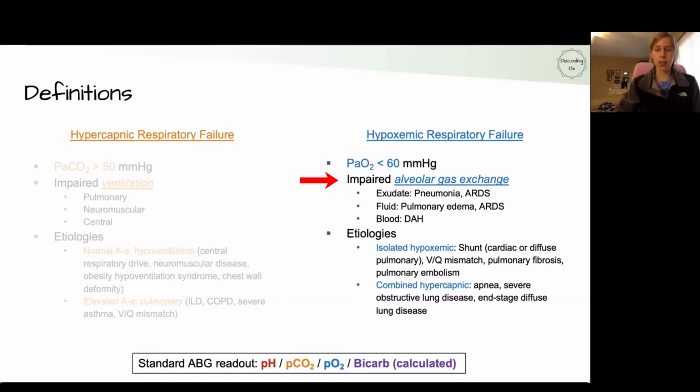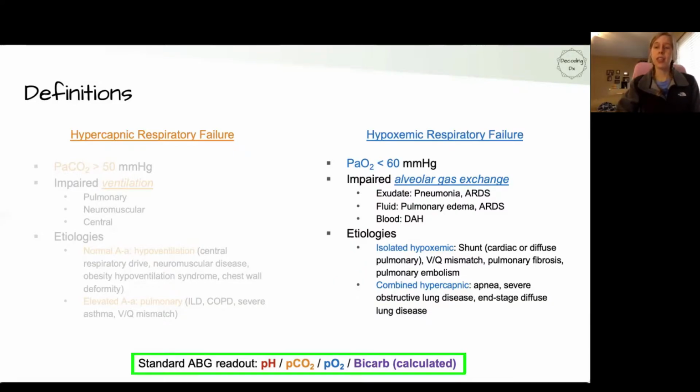There are many different etiologies to this, including pneumonia, ARDS, or diffuse alveolar hemorrhage. Isolated hypoxemic respiratory failure happens with shunting, VQ mismatching, fibrosis, or PEs. But more often than not, we have combined respiratory failure with hypercapnic as well as hypoxemic. This can happen because of a bunch of etiologies. The most common would probably be COPD and diffuse lung disease.